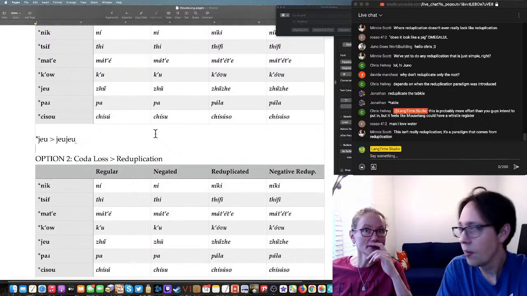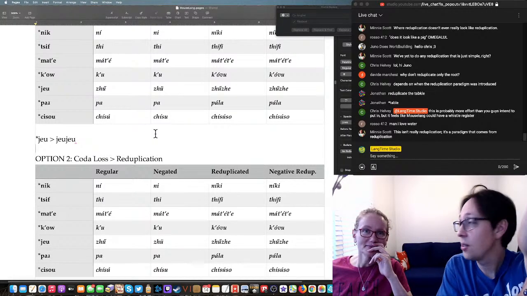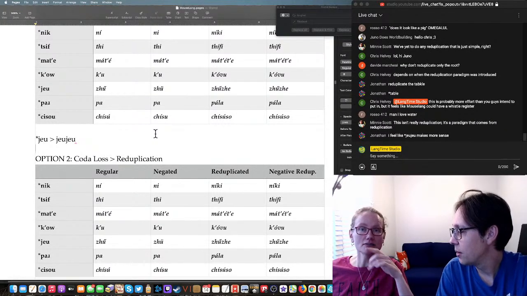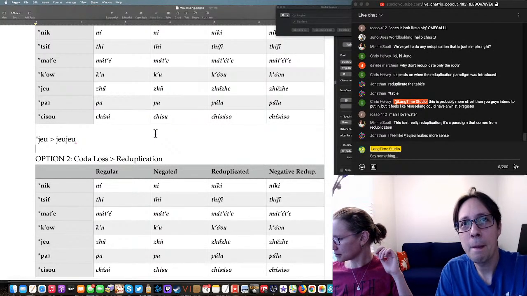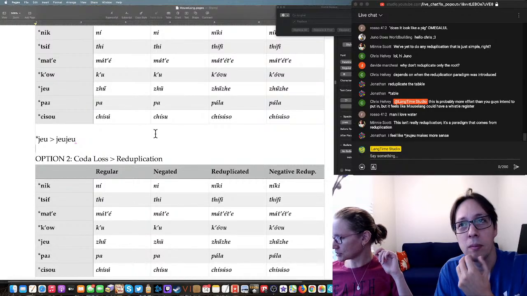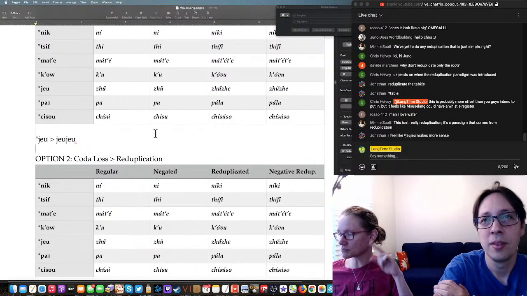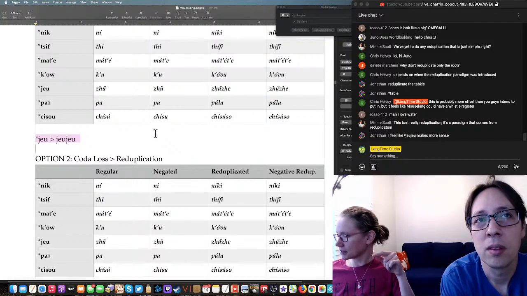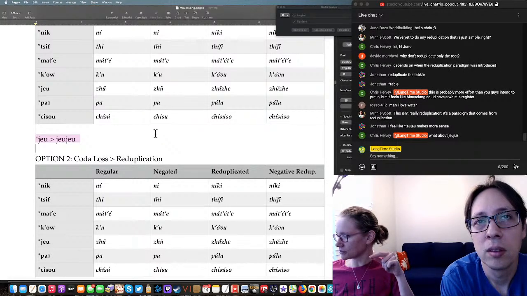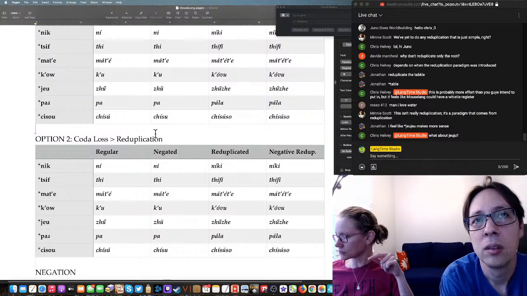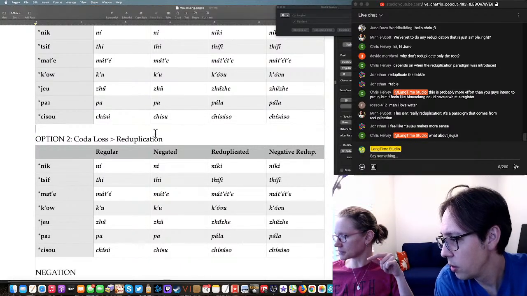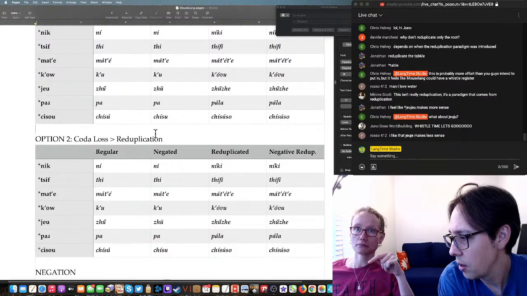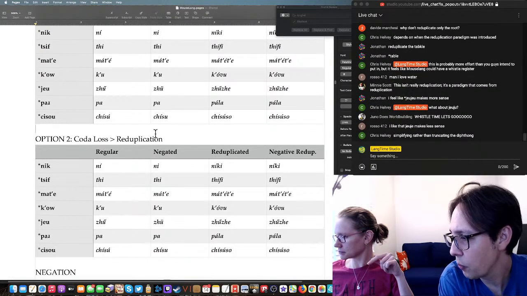I just need you to know that there is precedent for this. It's fine, but we do need to specify then. So reduplication happens before coda loss, but it happens after diphthong simplification. So it would be in between rules 5 and 6. Option 1 or option 2? Option 1. It's not after diphthong simplification, it's before.